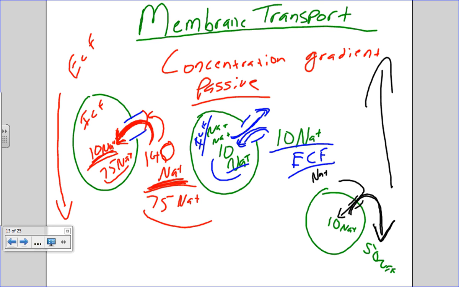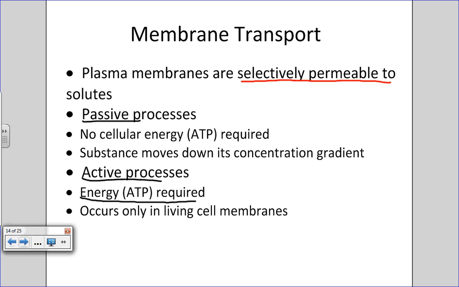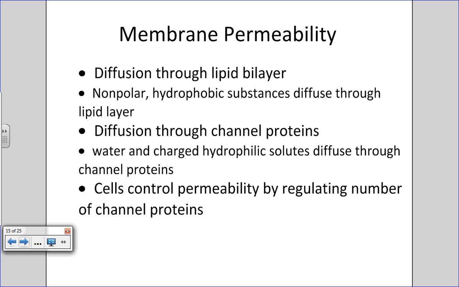You need to understand selective permeability. You need to understand what a concentration gradient is, and you need to understand the difference between passive and active transport. If you understand the basic concepts that revolve around these terms, this will all make a lot more sense to you. So make sure that you're comfortable with these terms before you continue into this topic.